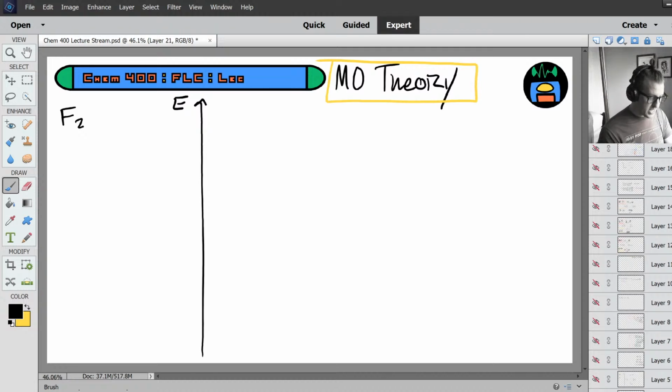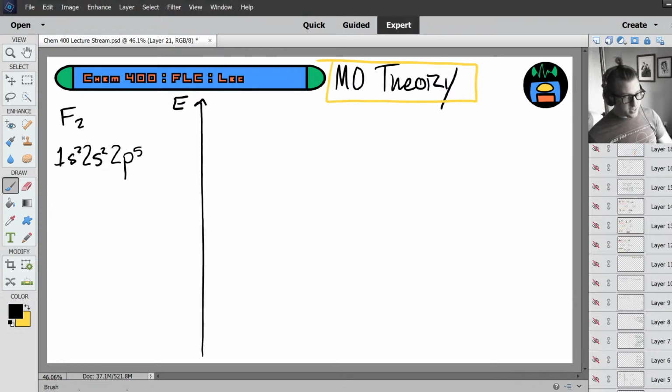So we have our y-axis with energy, and often I find that it's helpful for writing these MO diagrams to write out the electron configurations. All right, so let's write out the electron configuration for fluorine, because it's going to help us with our MO diagram. Fluorine is 1s2, 2s2, 2p5, all right? The reason why I like writing it out is it tells me which orbitals I'm dealing with and how many electrons are in each orbital.